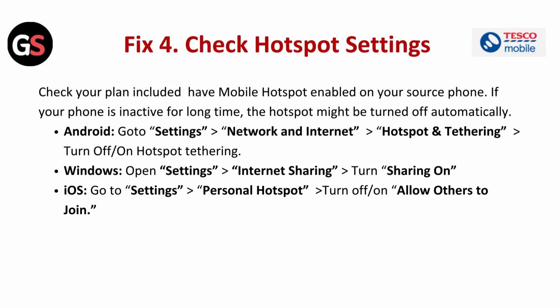Fix 4. Check hotspot settings. Check your plan includes mobile hotspot, and that it is enabled on your source phone. If your phone is inactive for a long time, the hotspot might be turned off automatically. On Android, go to settings, then network and internet, go to hotspot and tethering, and turn hotspot tethering off or on. On Windows, open settings, go to internet sharing, then turn sharing on. On iOS, go to settings, then personal hotspot, turn it off or on, and allow others to join.